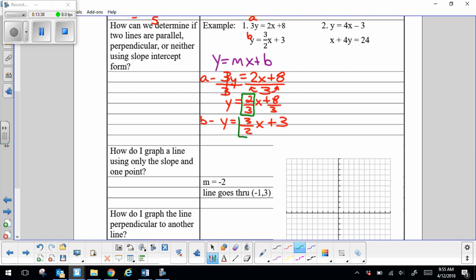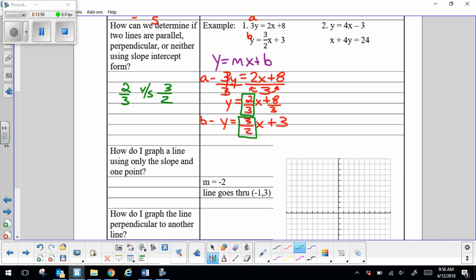Well, I don't have to do anything to this because it's already in the y equals mx plus b form. So I'm comparing the two slopes. I'm going to do that over here in the margin. I've got 2/3 versus 3/2. The question is, are they parallel, perpendicular, or neither using slope-intercept form?